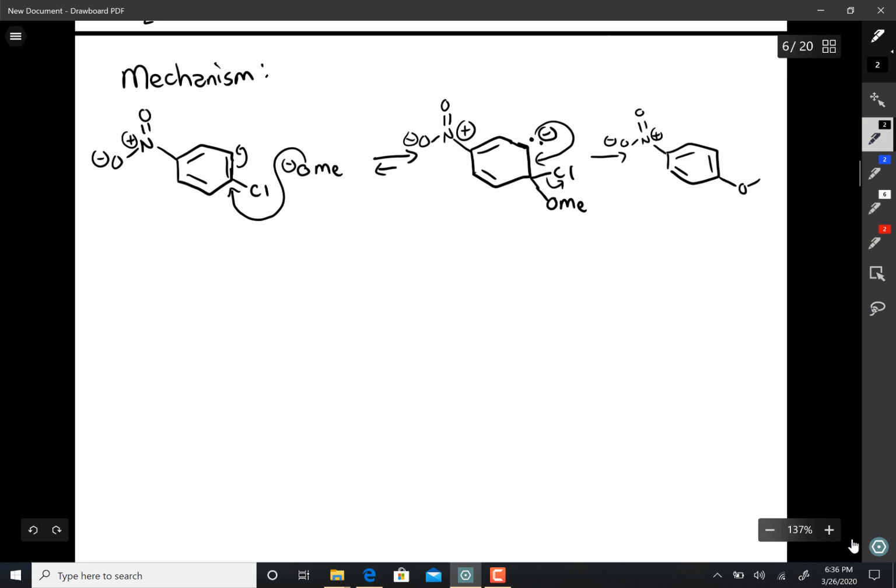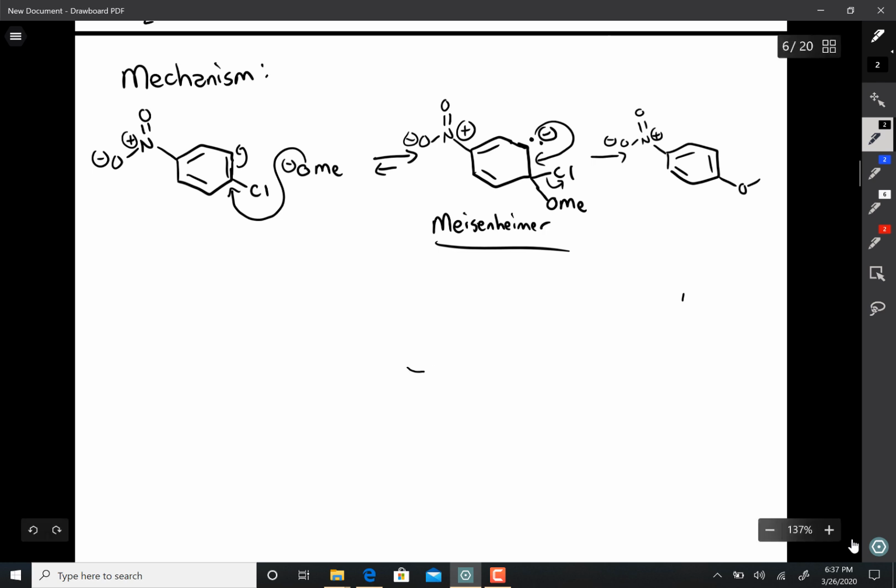And this last step is fairly irreversible, especially when your leaving groups are weak bases, like chlorine, fluorine, bromine, and iodine. We'll get to that. First, I want to focus on this intermediate right here, this carbanion intermediate. This is sometimes referred to as the Meisenheimer complex. And the more stable that this intermediate is, the faster the reaction goes.